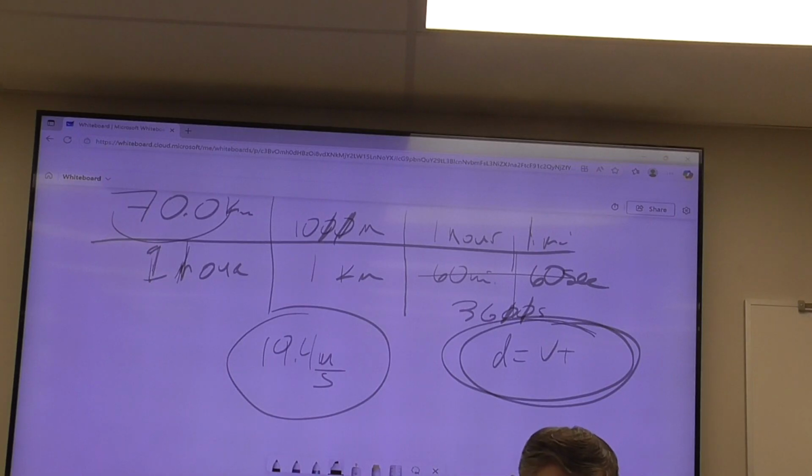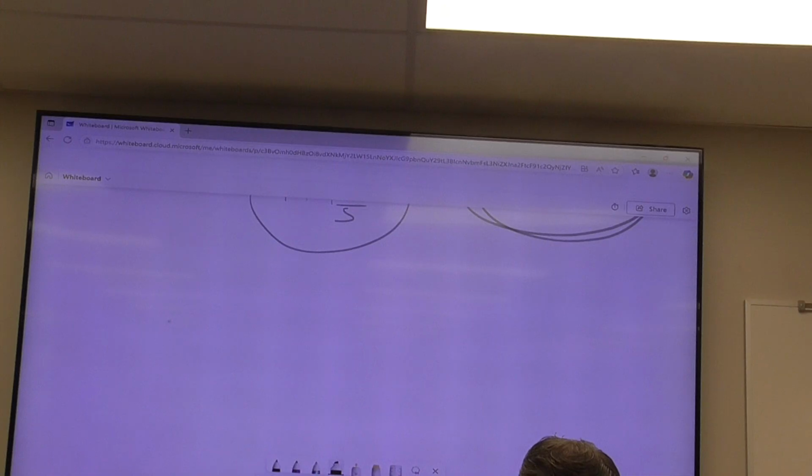Now, let's talk about number 6, because I want to give you a visual of what's happening on number 6. So you've got a rocket. What do you think the initial velocity of the rocket's going to be?